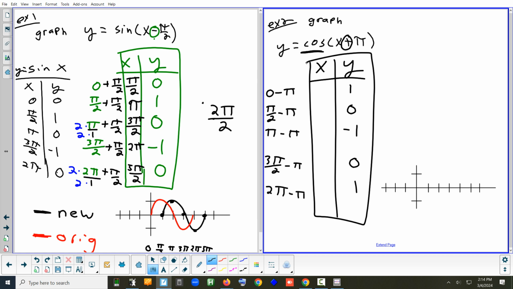And we'll put all our answers in that table. Okay, some of them are pretty quick. What's 0 minus pi? Negative pi. Let's jump down. What's pi minus pi? 0. What's 2 pi minus 1 pi? Pi. All right, we got to figure out these other two.